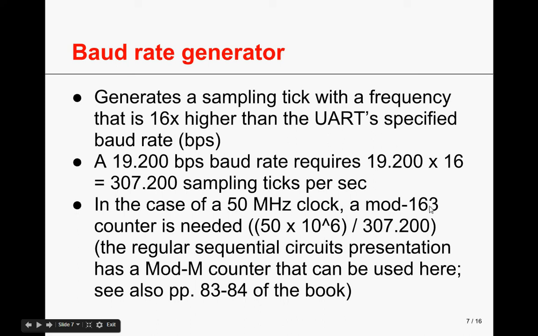Then a modulus 163 counter would be needed. Modulus 163 results from the 50 megahertz clock divided by the number of sampling ticks that were needed in relation to the 19,200 bits per second baud rate. Now we want to look into how to design a modulus 163 counter, because that has been addressed in the regular sequential circuits section or presentation. That includes actually a modulus M counter that can be used directly for this purpose. You may also check pages 83 and 84 of the book where the VHDL code is presented.